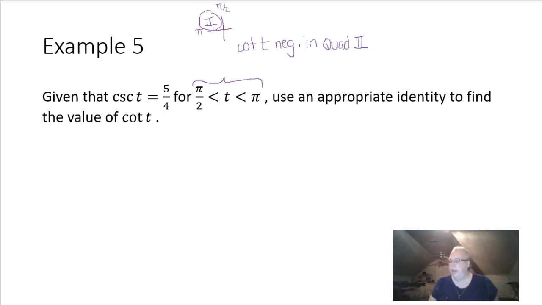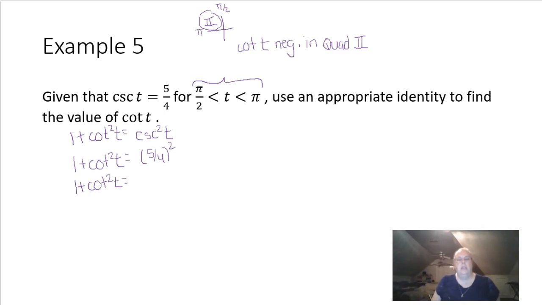All right, let's use the Pythagorean identity. We're going to use the fact that 1 plus the cotangent squared is equal to the cosecant squared. All right, so 1 plus the cotangent squared of t, and we know what the cosecant is, it's 5 over 4. So we're just going to need to square that. We have 1 plus the cotangent squared of t. This will be equal to 25 over 16. Now if we subtract 1, we're going to have the cotangent squared of t equal to 9 over 16. Don't forget to get a common denominator between these two. And then we want to square root both sides.